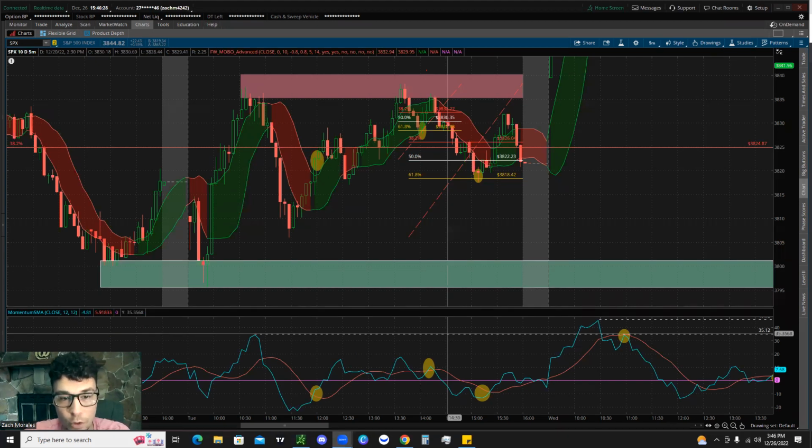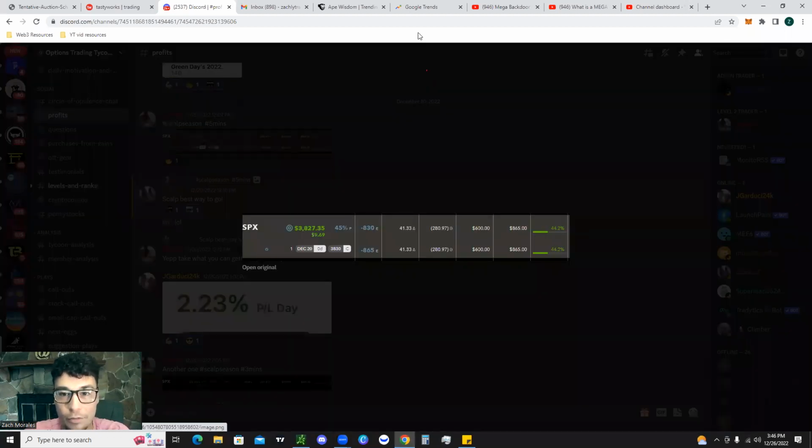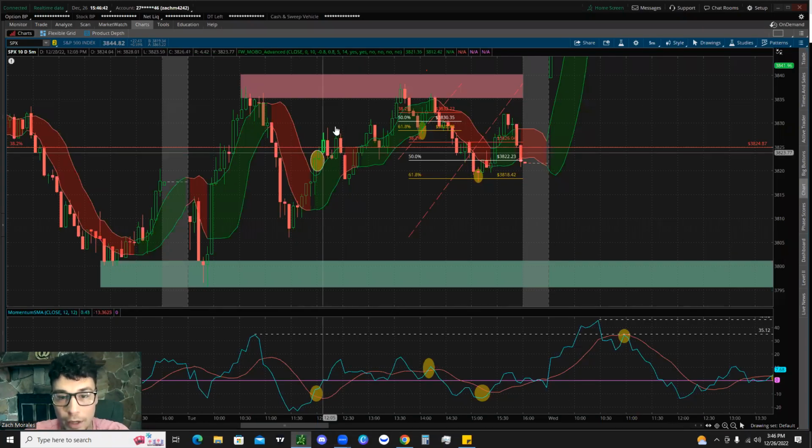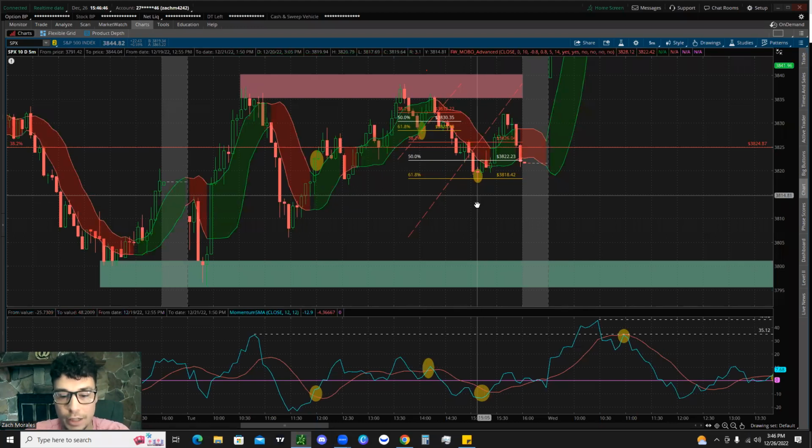If we take a look in the Discord, this was that trade right here. I was able to get 40% on this trade in just a matter of minutes, guys, trading SPX call options. So we'll go back to the screen now and we'll break down the next trade, because I took 3 trades in there, all very, very short trades.